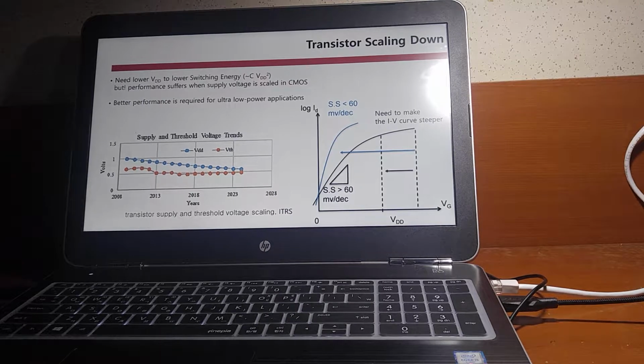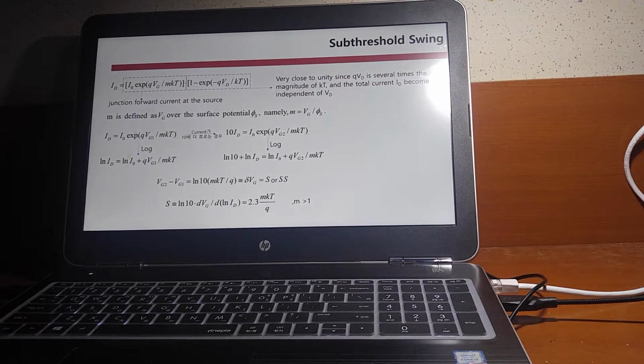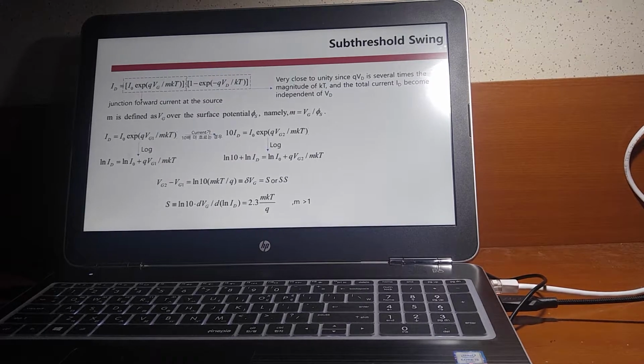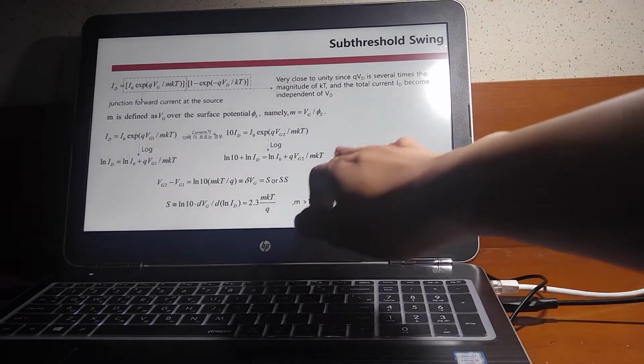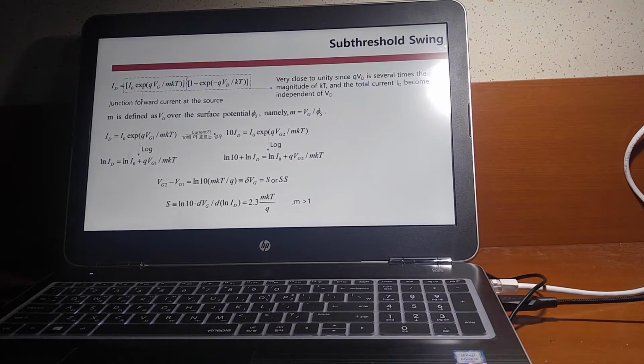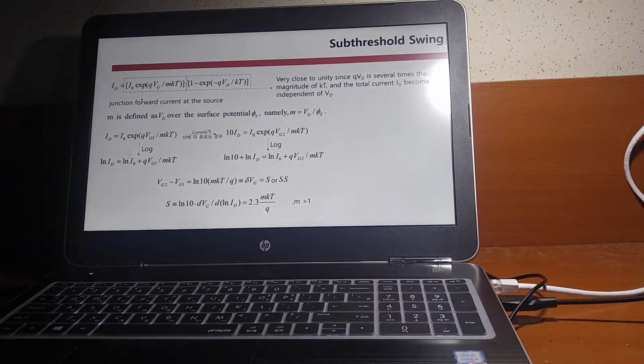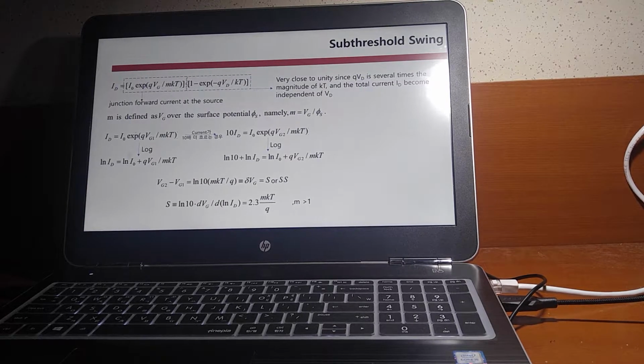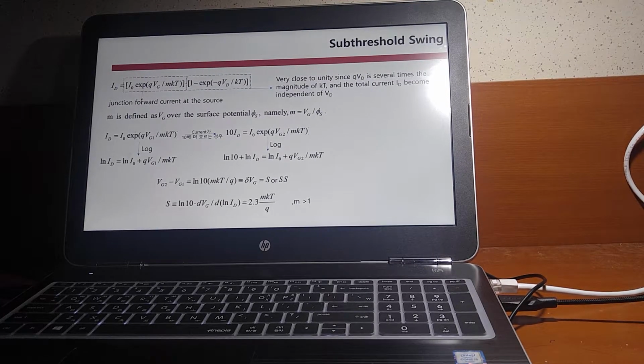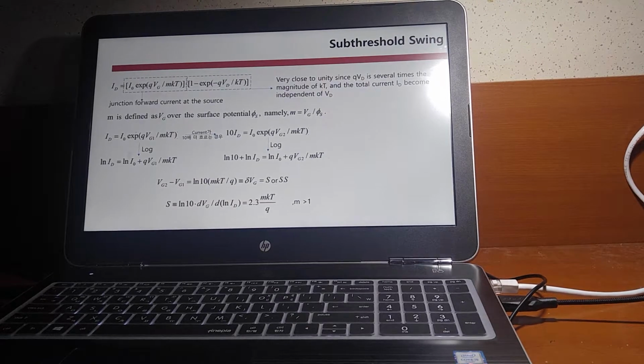And for next, we have learned about subthreshold swing. For this section, we have to know the ideality factor m. If the ideality factor is getting larger, we have to use more current, so it is very bad if the ideality factor m is getting larger. It is very good if the ideality factor is equal to 1.